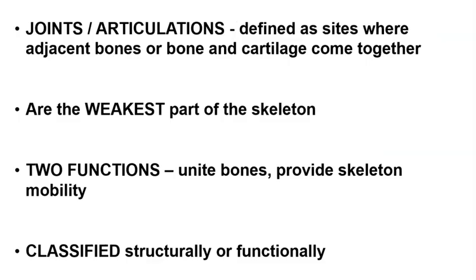The joints, or the articulations, are described as sites where adjacent bones are united, or where bone and cartilage are united. Generally speaking, the joints are the weakest parts of the skeleton because they are places where bones are united by non-bony materials, and because they are not one-piece structures. So often they are composed of many pieces that are connected together, and where they are connected together represents points where they could fail or where they could become damaged.